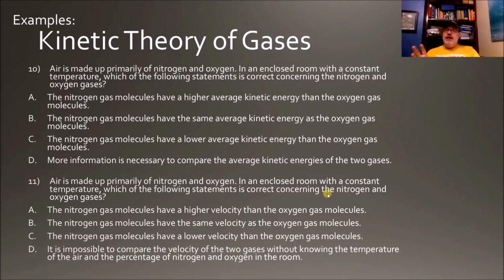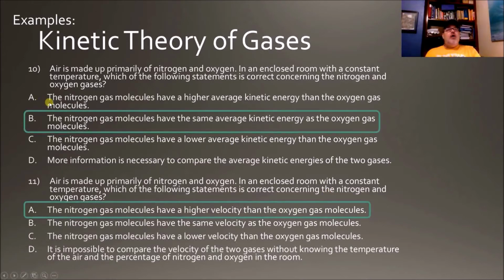All right, let's look at questions 10 and 11. I'd like for you to read these two, see if you can solve them, and then move forward in the video. So pause the video first. All right, so our answer is that in air, we have nitrogen and oxygen. It's enclosed in the room, they're at the same temperature. If they're at the same temperature, then they have to have the same average kinetic energy, period. Doesn't matter what their mass is. However, the nitrogen has less mass than oxygen does. So nitrogen will have a higher velocity than the oxygen molecules.